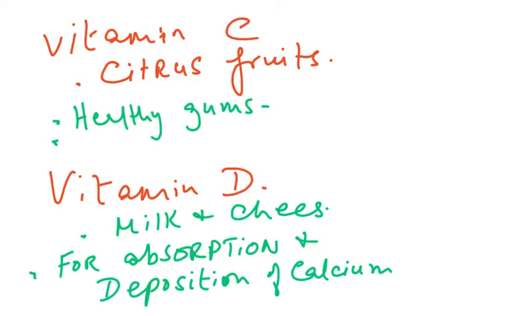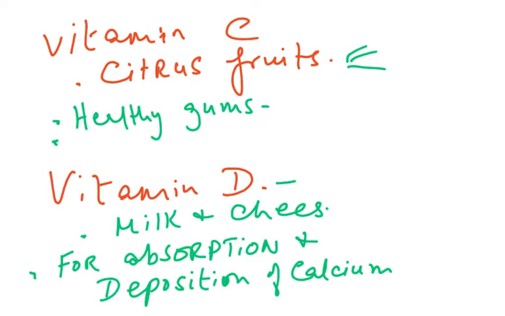Then vitamin C. Now vitamin C and D is only in your syllabus. Vitamin C is present in citrus fruit, oranges, lemons, grapefruit. They're required for healthy gums. They're required for the immune system when you have some disease like you have flu or you have COVID. Well, people will say take vitamin C because it helps the immune system and you will recover quickly.